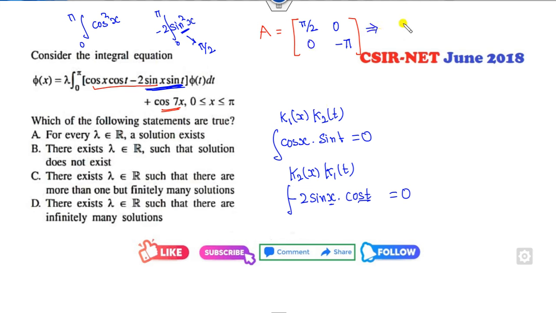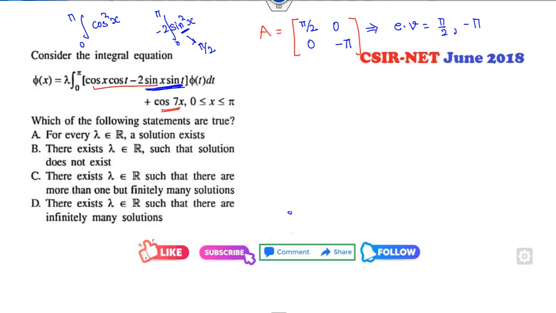So what are the eigenvalues? The eigenvalues are pi over 2 and minus pi. These are the eigenvalues of the A. So the given integral equation has eigenvalues 2 over pi and minus 1 over pi. Fine. Now look at the option: for every value of lambda, the solution exists.